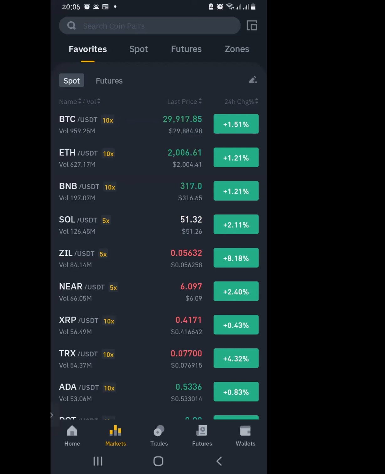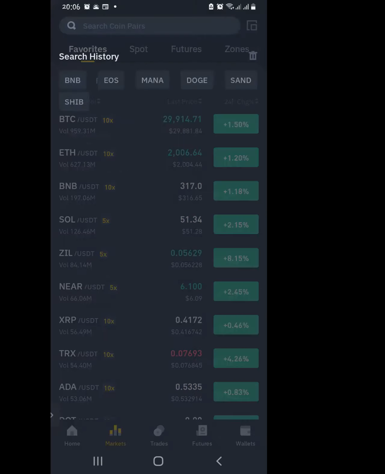So every coin is traded in pairs, and most of the time they trade against the big coins, like Bitcoin, Ethereum, BNB, and stable coins like USDT and USDC. Those are usually what coins are traded against. So when you are searching, make sure that you search for the right trading pair.